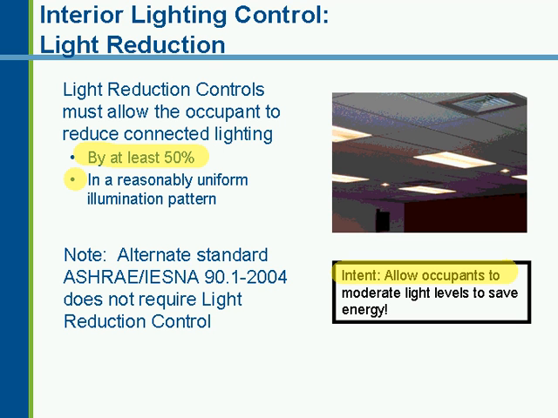Again, the intent here is to allow the occupants, when they feel it's possible, to reduce their light level. Perhaps they're near a window and can take advantage of daylight, or perhaps they're doing some tasks with computer screens and they don't want as much light, or they don't have as critical tasks and they would prefer to use less. The idea is to encourage them to use less. One note here: the alternate compliance path, ASHRAE/IESNA 90.1-2004, does not require light reduction control. So if you were to go with that option, you wouldn't have to put in these controls.